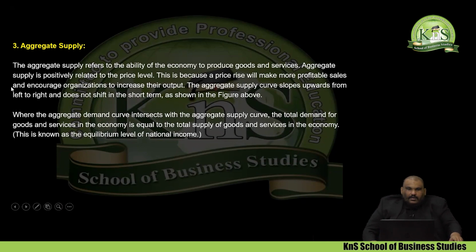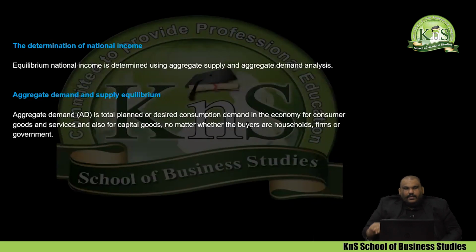All right. Where the aggregate demand curve intersects with the aggregate supply curve, the total demand for the goods and services in the economy is equal to the total supply of goods and services in the economy. This is known as equilibrium level of national income, right? We just discussed this a couple of minutes ago. I hope that's clear. If you have any questions, guys, please feel free to ask, okay? All right, let's move ahead.